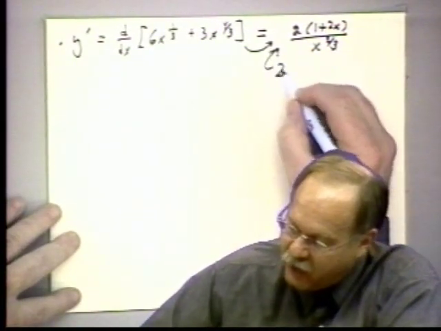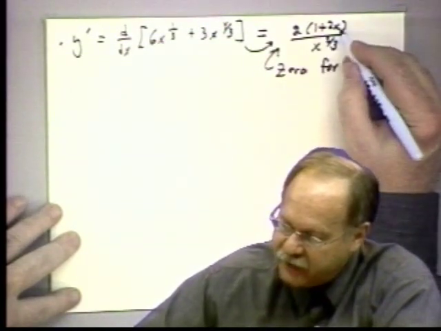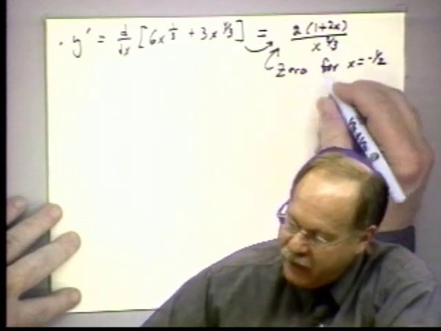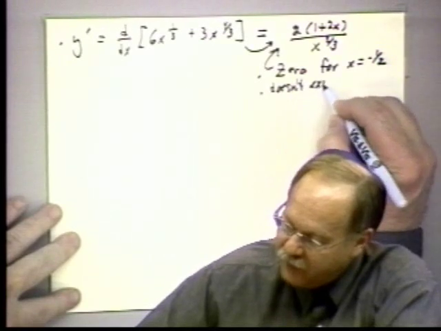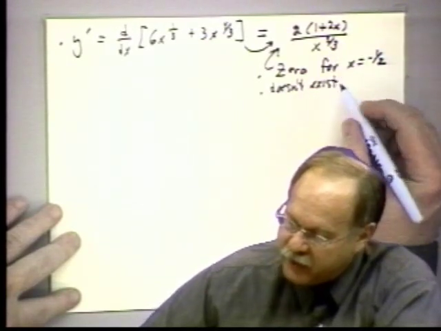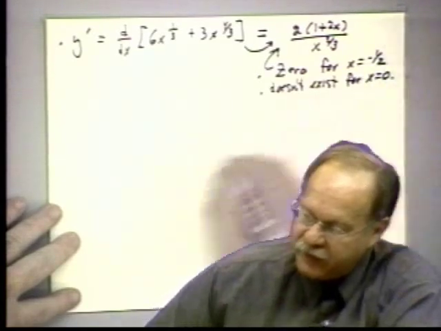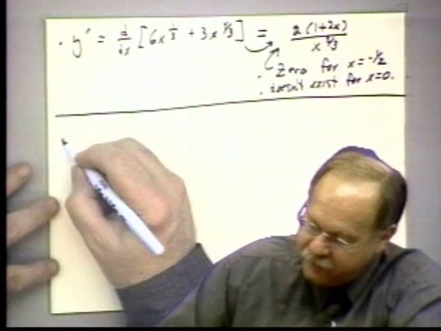Now we can ask the question, when is this 0? It's 0 for the top being 0, which is when x is equal to minus 1/2. And it doesn't exist whenever the bottom becomes 0, which is when x is 0. So it doesn't exist for x equals 0. All right, that's the first derivative.